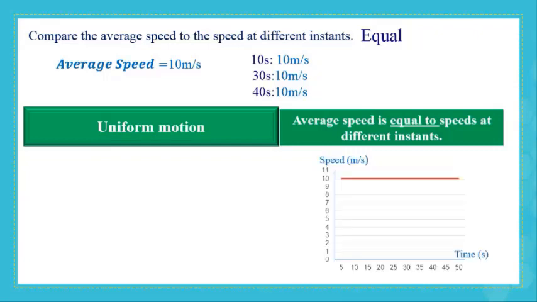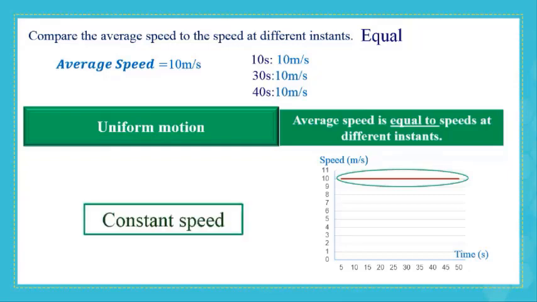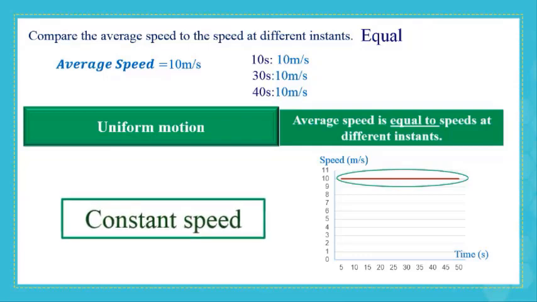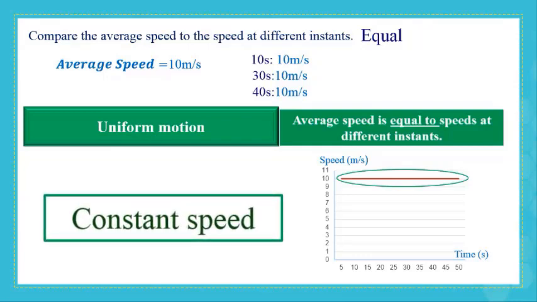Let's have a look again at the graph showing the speed of the cyclist during the race. During the whole race, the cyclist is moving at the same speed, 10 meters per second. So, the speed in this case is kept constant. Thus, in uniform motion, the speed of the moving object is constant.